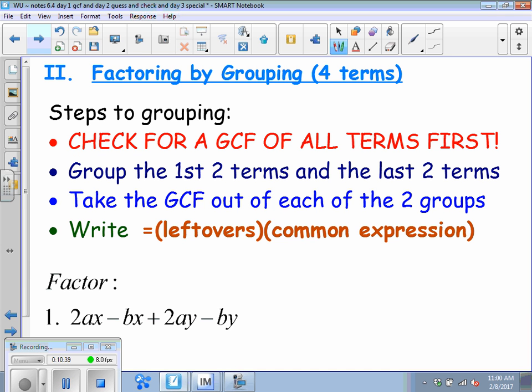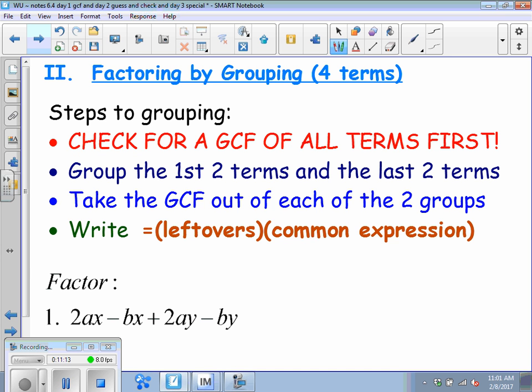And I'm going to give you a minute to write down these steps. Step 1, check for greatest common factor. Always, always, always, and take that out first. Then you're going to group the first 2 terms and the last 2 terms together. You always want to make sure that those 2 groups are separated by a plus sign. And we'll look at some examples in a minute. You want the 2 groups to be separated by an addition sign.